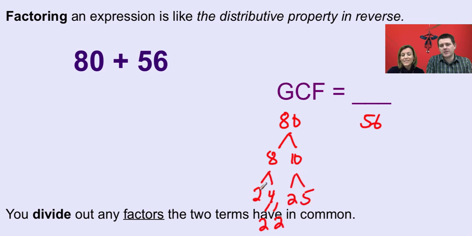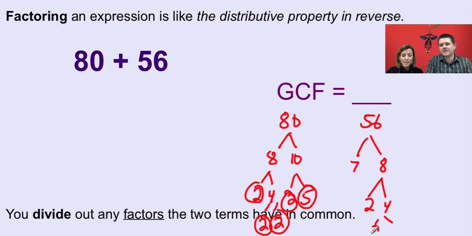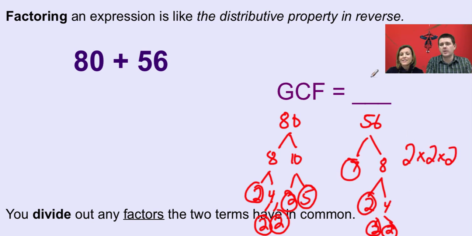2 times 5. So I have a 2, a 2, a 2, a 2, and a 5. I'm assuming you're going to go with 7 and 8. I was going to do 7 and 8. 2 times 4, 2 times 2. So what is that, 2 to the 3rd power? All right. So we have a 2, a 2, and another 2. They each had three 2's in common, so that means their greatest common factor is 8. So we're going to pull that 8 out.